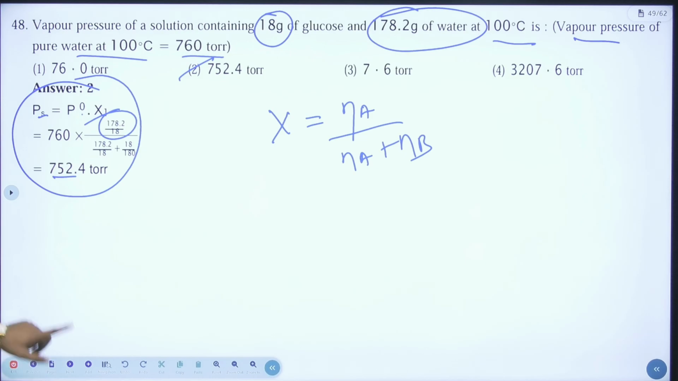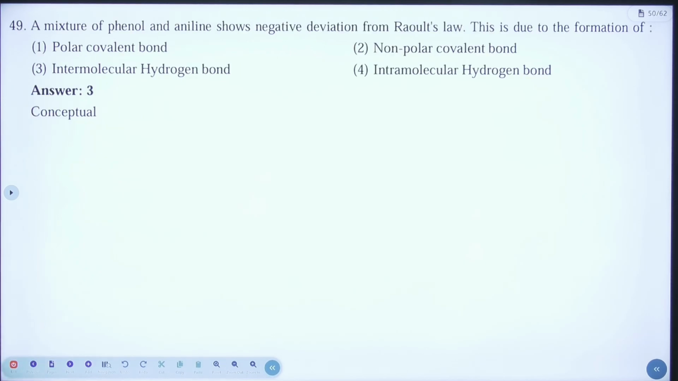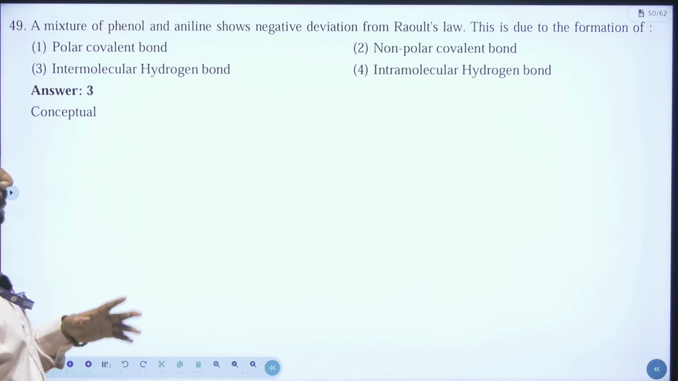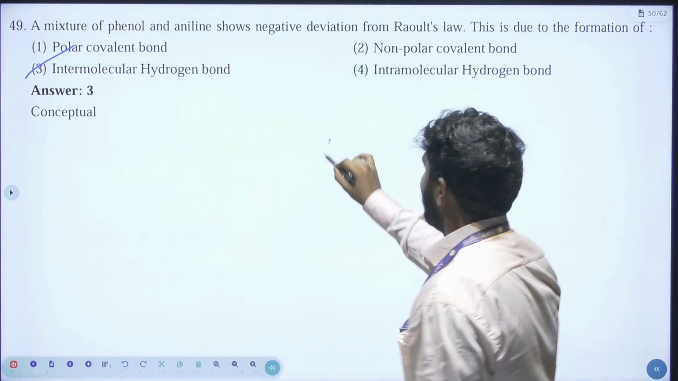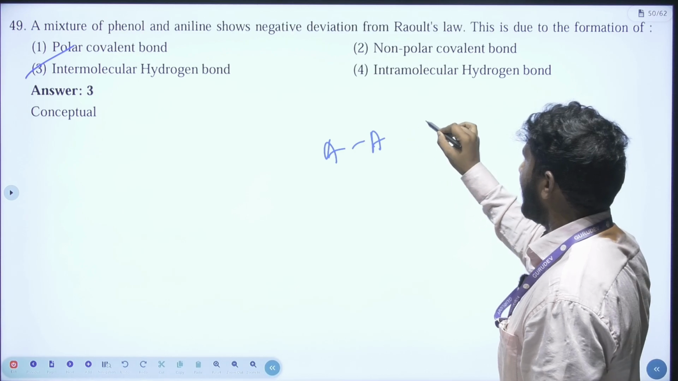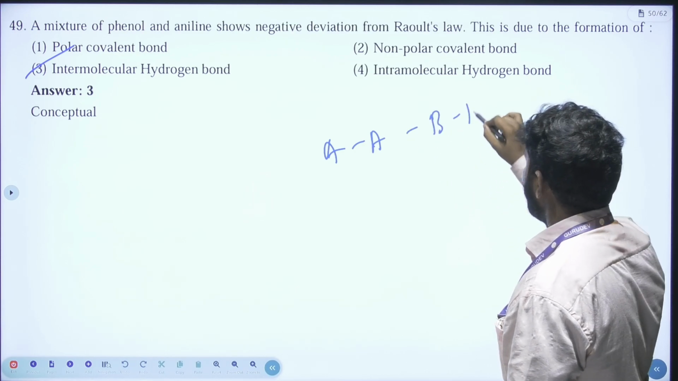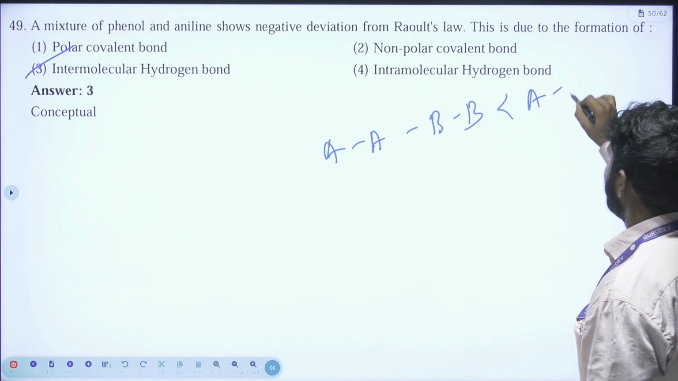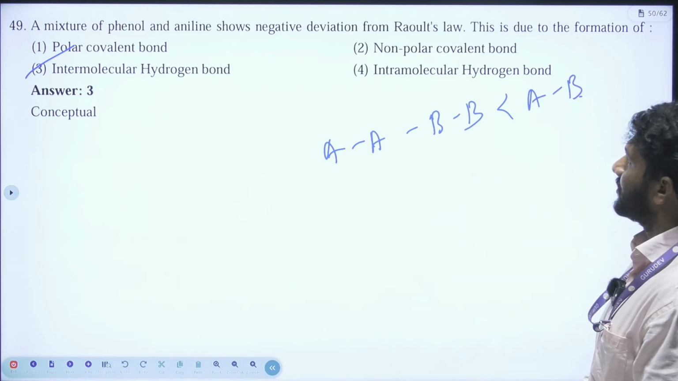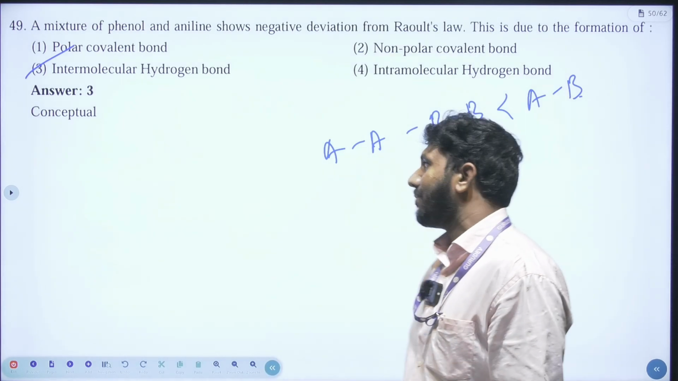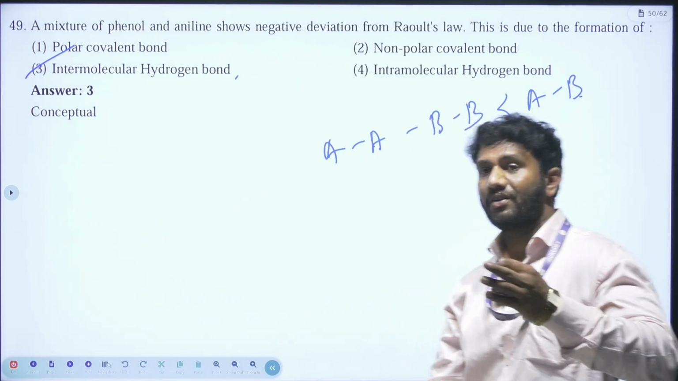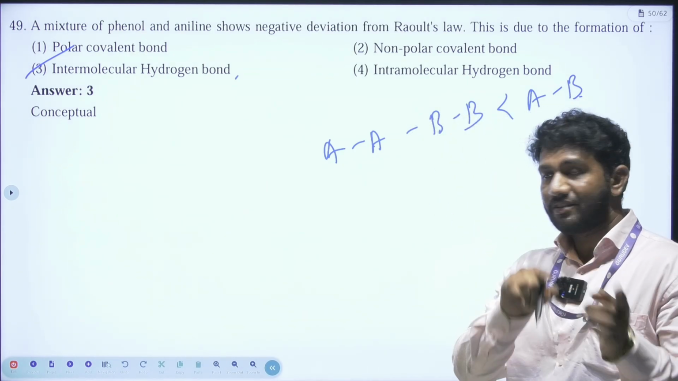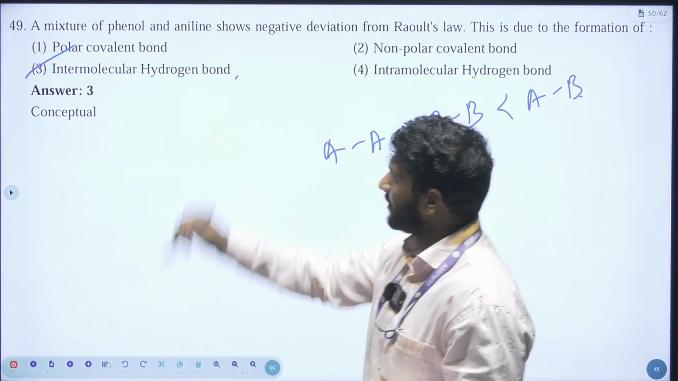Next question is, a mixture of phenol and aniline shows negative deviation from Raoult's law. This is due to formation of intermolecular hydrogen bond. So we know interaction between AA and BB, if it is less than interaction between AB, then solution shows negative deviation from Raoult's law. This is due to formation of the strong intermolecular force of attraction between solute and solvent. So correct option is option 3.